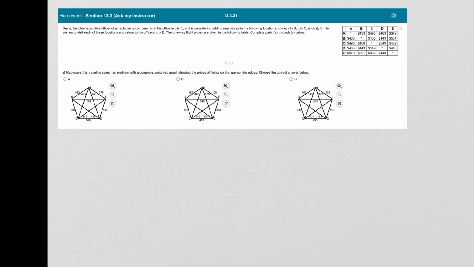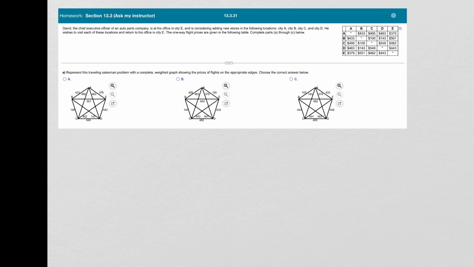In this problem, we're told that David is at his office in City E and is considering adding new stores in locations A, B, C, and D. And he wants to visit each of those locations and return to his office in City E. So we're given the prices of one-way flights, and we want to create a complete weighted graph.